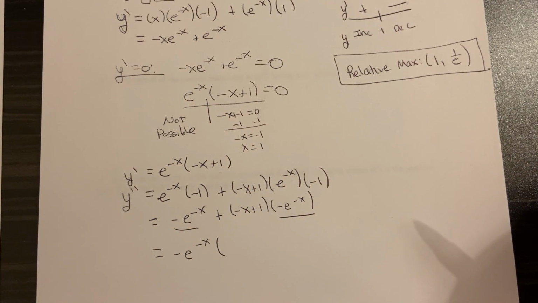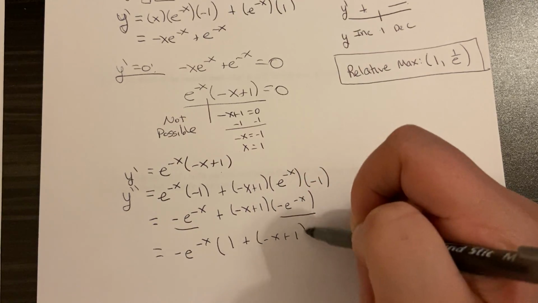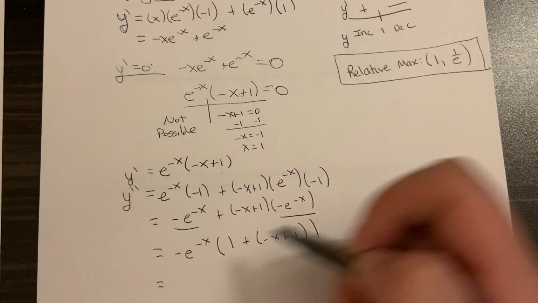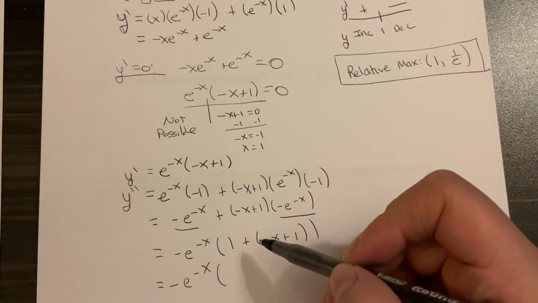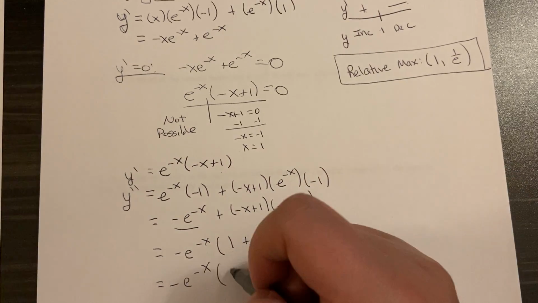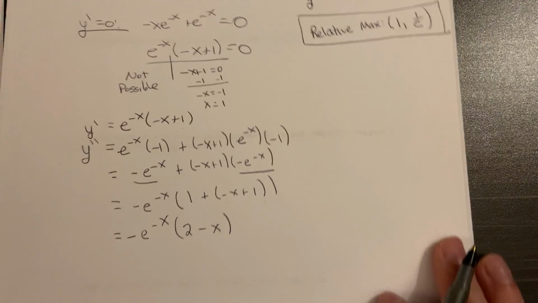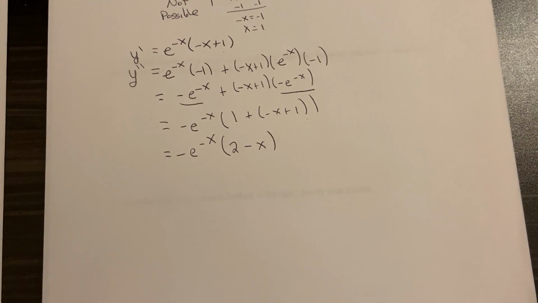And then I had 1 plus this term remaining, right? So I took 1 plus that out. And then I just simplified inside the parentheses. And I end up getting just, this is 2, right? Minus x. Okay, so now that I had my second derivative, now I just got to find those critical points.